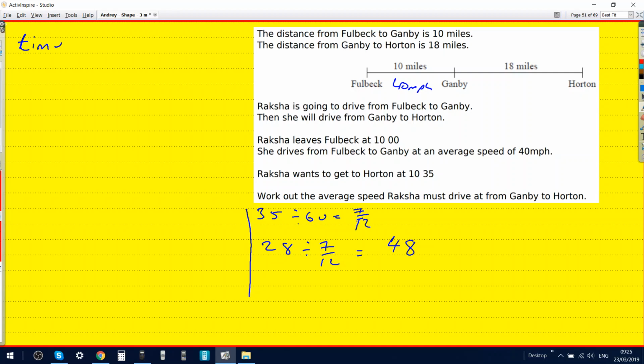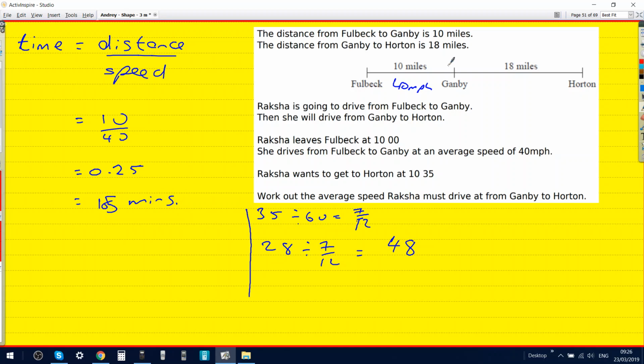Do I do 35 divided by 28 times 10? Or, no. So time is distance over speed. So let's see. The distance is 10 miles. The speed is 40 miles per hour. 10 over 40. So that's a quarter of an hour. Okay. So that's 15 minutes. Yeah. So she's at 10, 15.